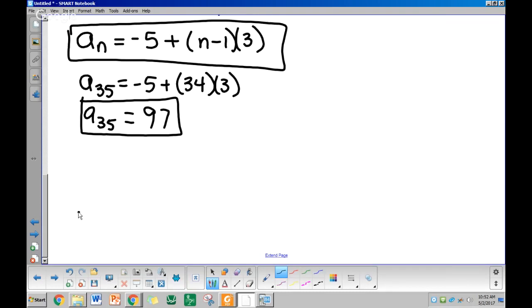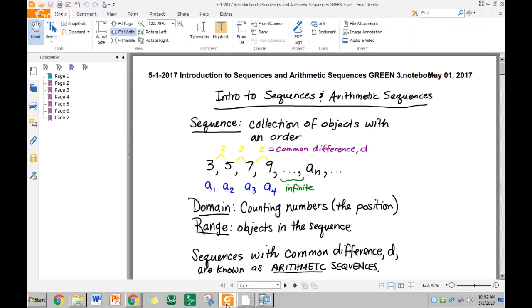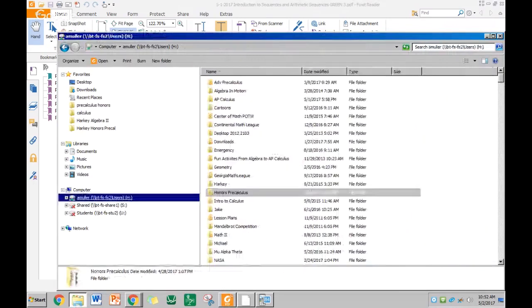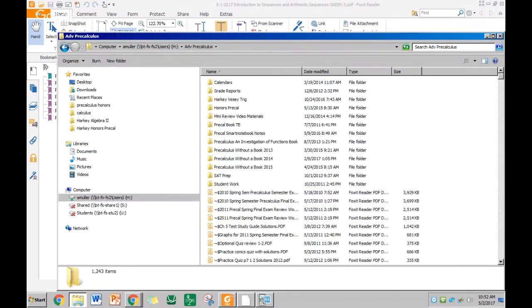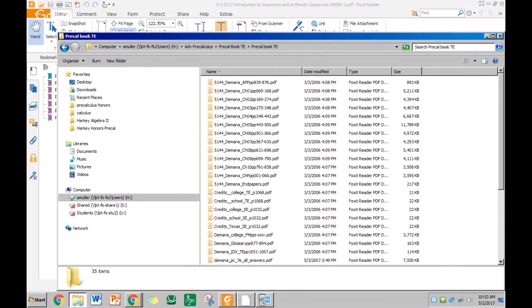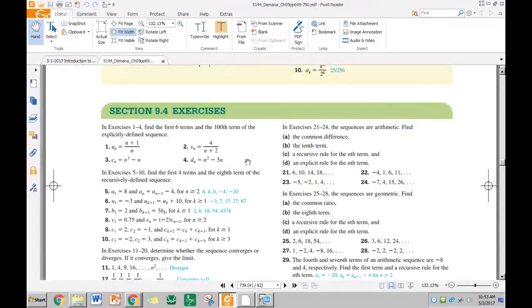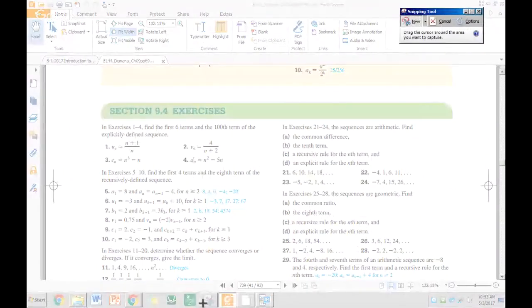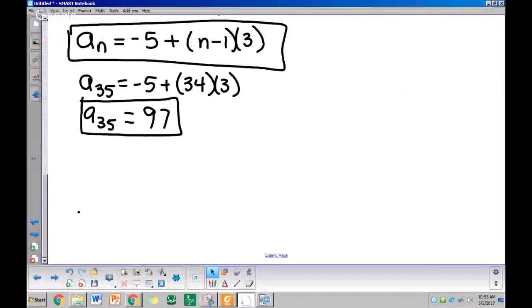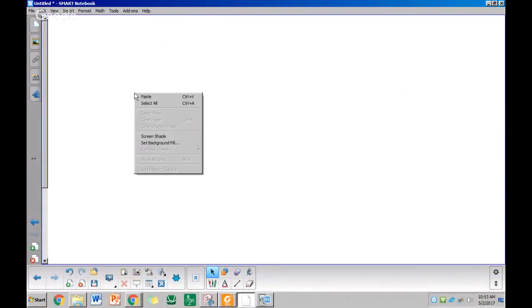Good. Now, in your book, the very first problem in the homework looks a little scarier than it is, so I just wanted to go over that really quickly with you. Chapter 9. You guys have to do number 1 and 3. So just follow along here.